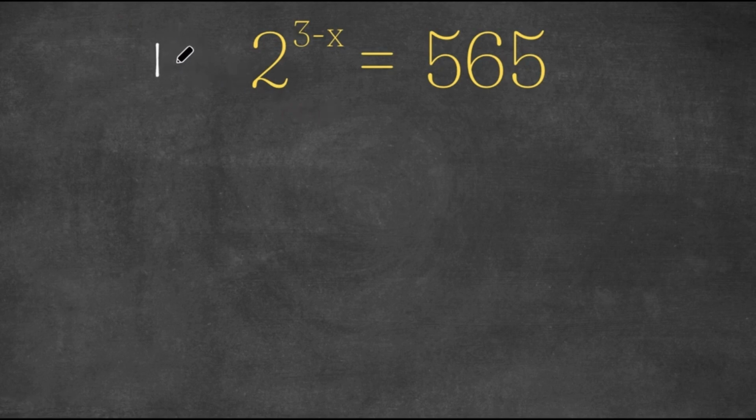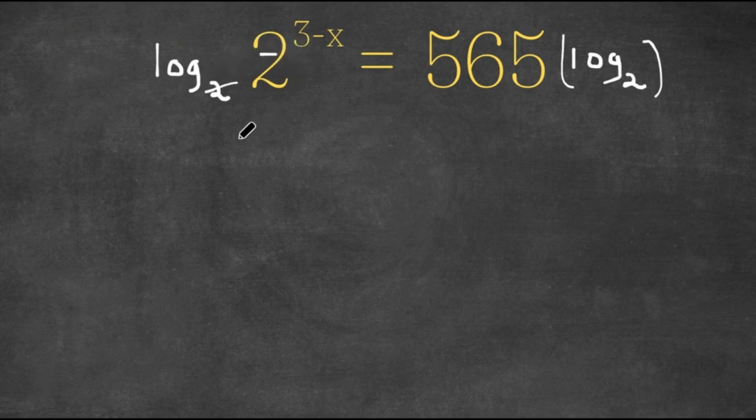So if I take the log of base 2 on both sides, then these two would actually cancel out because the log is the inverse of the exponent. So if these two cancel out, on our left-hand side, I would simply have 3 minus x, and on the right-hand side, I would have log base 2 of 565.